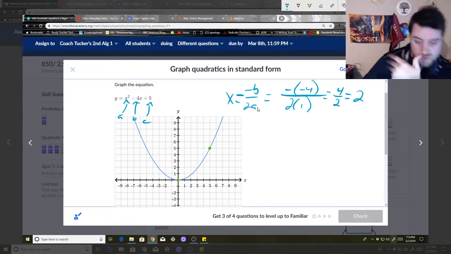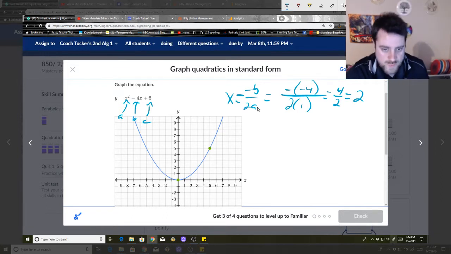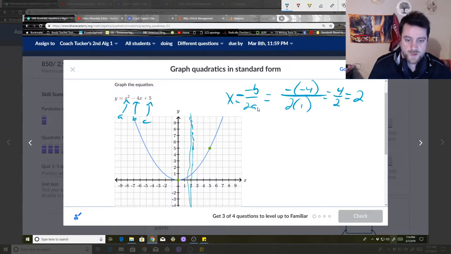So what this tells me is that my vertex, my axis of symmetry, is along this line somewhere. Oh dear, that was terrible. But you'll have to get over it. It's along that line somewhere. We'll get over it, okay?